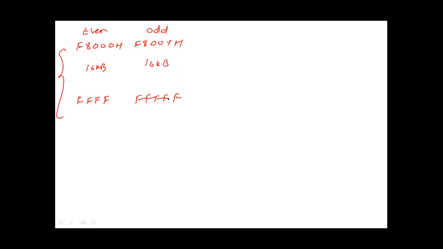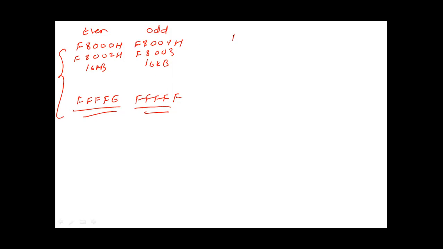So the last space of even is FFFFE. The one immediate address before FFFFF is FFFFE. So this would be the last memory address of even. So F8000 is the first, F8001 is in odd, then F8002, and here it would be F8003. In this way, the even and odd memory address spaces would go to the even and odd bank, and this will be 16 kb memory space, and this would be 16 kb memory space.